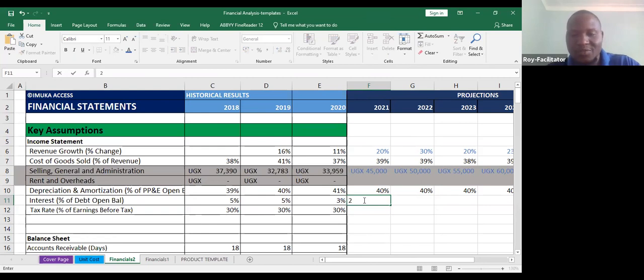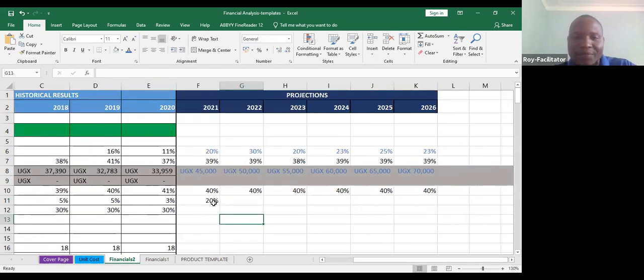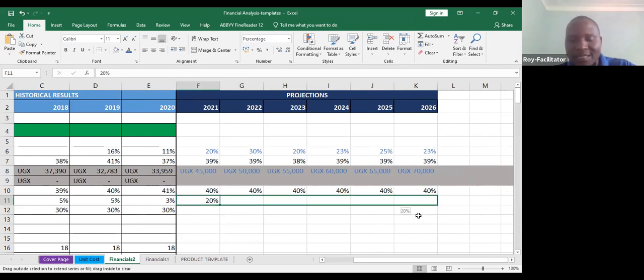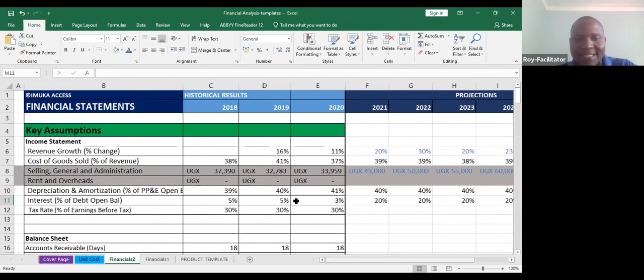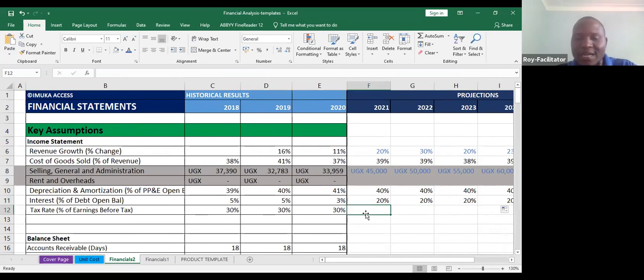Let me just do 24 for sanity. Okay, let me do percentage 20. Let me just ensure first that it's a percentage. As you can see, I'm making an assumption that we are fairly familiar with Excel. That's an assumption. So I'll expand that and say, okay, I'm going to keep the standard interest rate of loan at 20%. Tax in Uganda, the income tax is 30%.